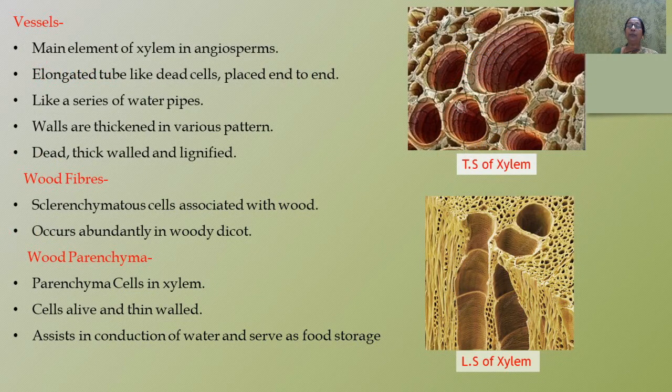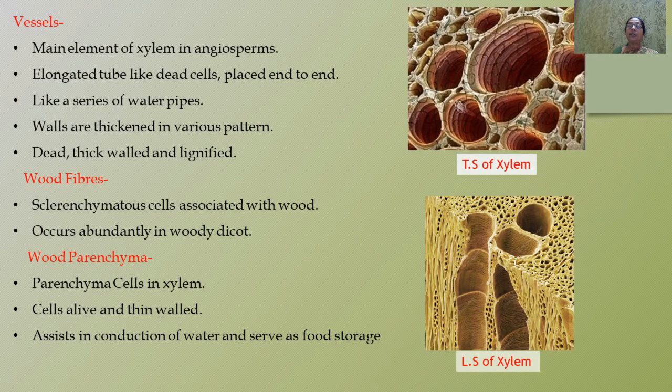Now, the second important part, that is the vessels. Vessels are generally the main element of the xylem in angiospermic plants, but they are totally absent from gymnospermic plants. These are tube-like structures which are dead and placed end to end. They form a series of water pipes. Their walls are thickened in various patterns, having small pits on their lateral walls. Their walls are thickened and lignified.